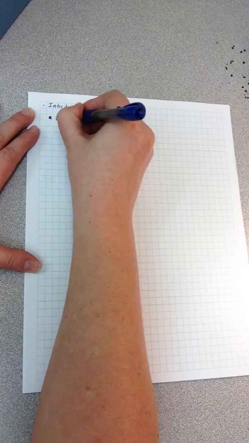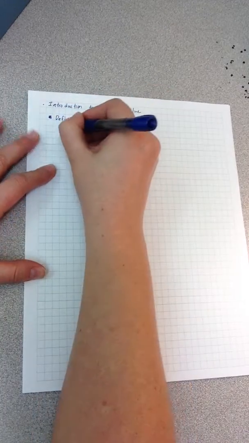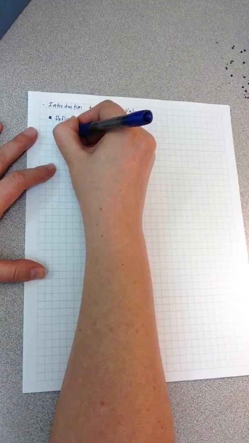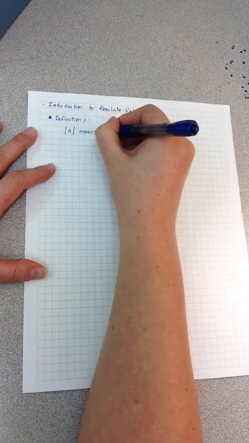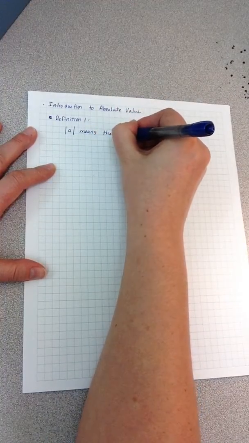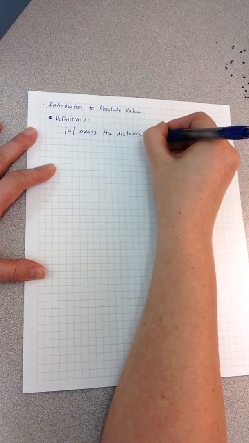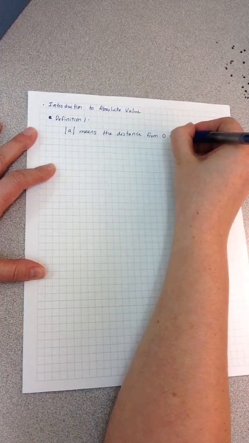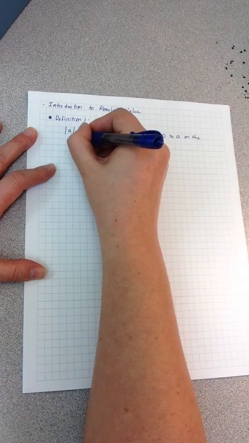Definition 1 is that absolute value of A means the distance from 0 to A on the number line.